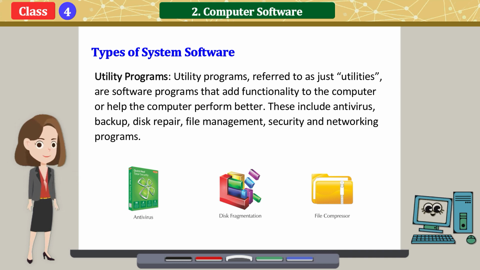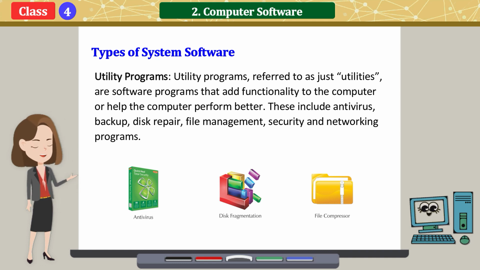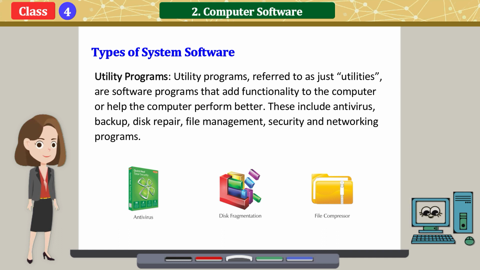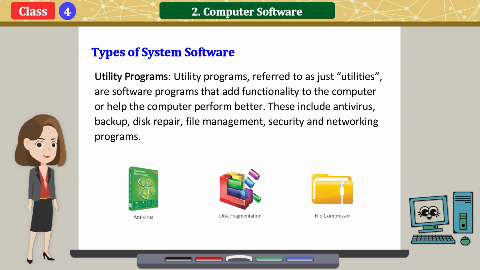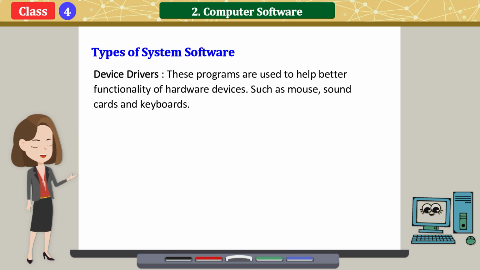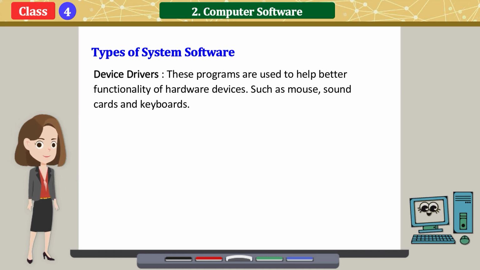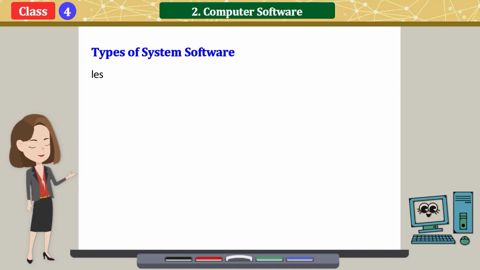Utility programs. Utility programs, referred to as just utilities, are software programs that add functionality to the computer or help the computer perform better. These include antivirus, backup, disk repair, file management, security, and networking programs. Antivirus, disk fragmentation, file compressor, device drivers. These programs are used to help better functionality of hardware devices, such as mouse, sound cards, and keyboards.